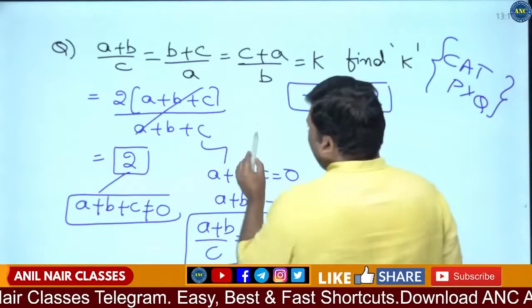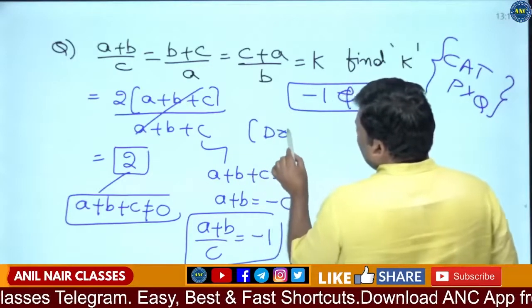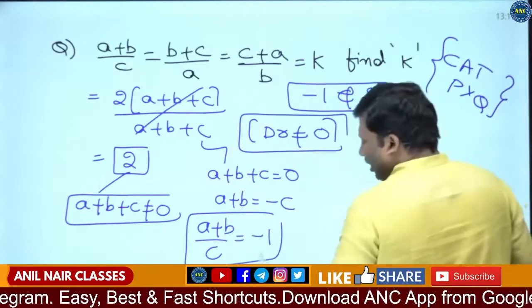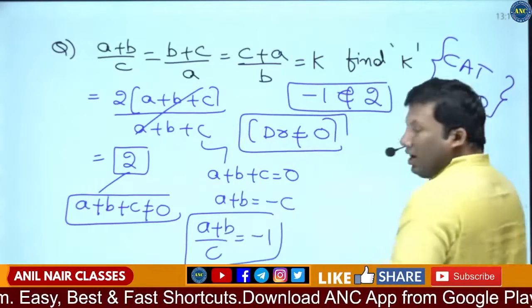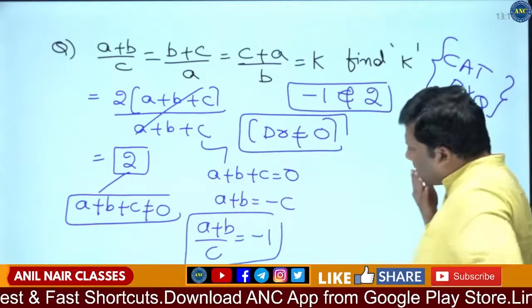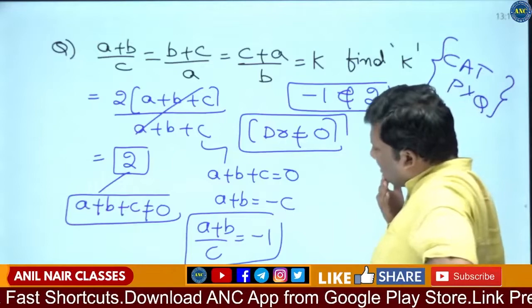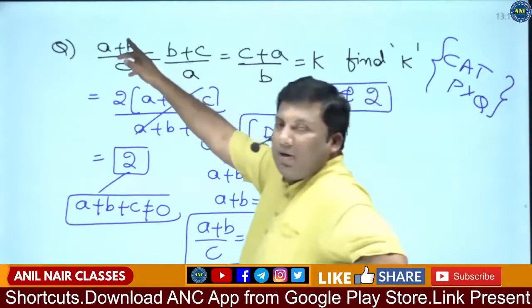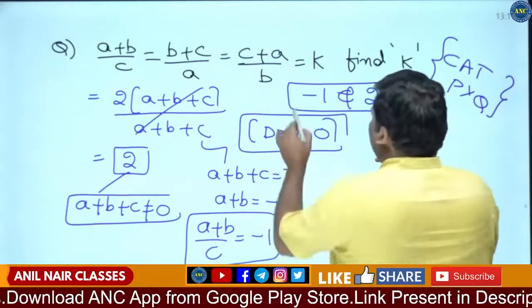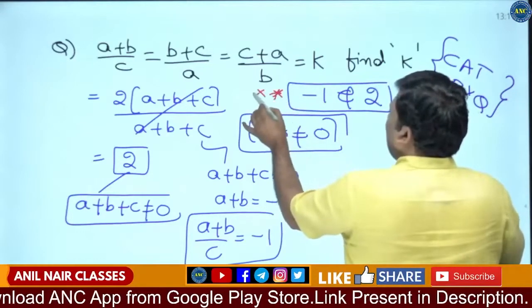Denominator cannot be equivalent to 0. DR represents denominator. I hope the concept is clear. So A plus B by C is equivalent to minus 1. A plus B by C is equivalent to K, so K is equivalent to minus 1. The answer for this question is minus 1 and 2.